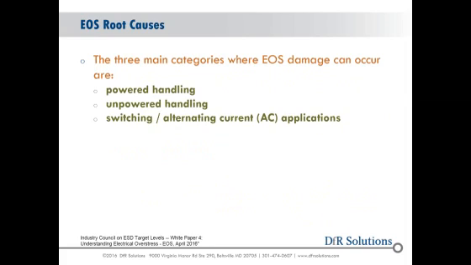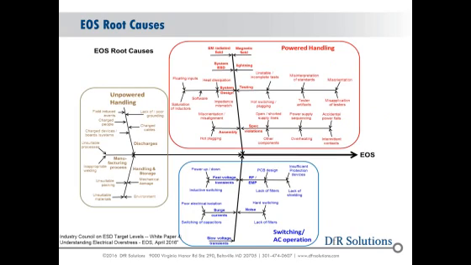So there are three main categories where EOS damage can occur: powered handling, unpowered handling, and switching, alternating current applications, and that leads into an approach that Jeff will talk to on this slide. I think that's the key takeaway from the Industry Council white paper: the distinction between the induced physical damage and the concept of electrical overstress, and that EOS is an event and electrically induced physical damage is a result. So the crater is the EIPD, and the meteor before it hits is the EOS.